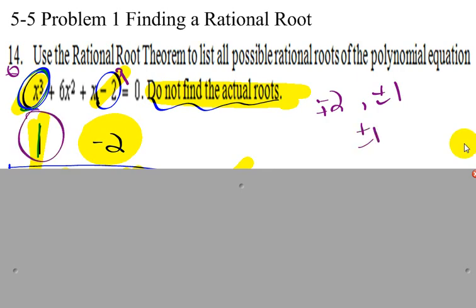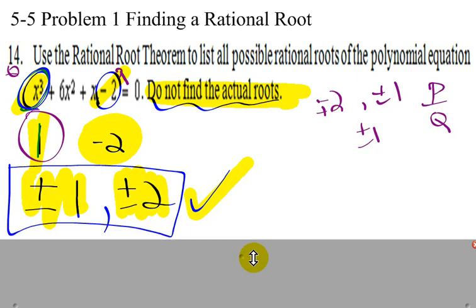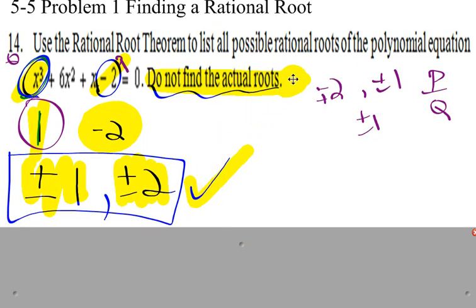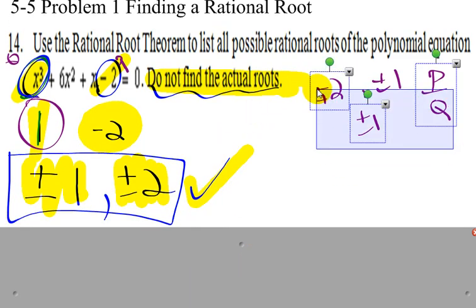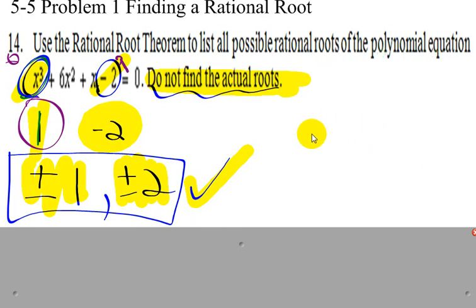So what are all the combinations of my P over Q? It's going to be 2 over 1 and 1 over 1. So our two factors are going to be positive, negative 1 and positive, negative 2. Those are all the possible rational roots. And that was basically the easiest one of those that you could have been assigned. Right? 1 and 2.